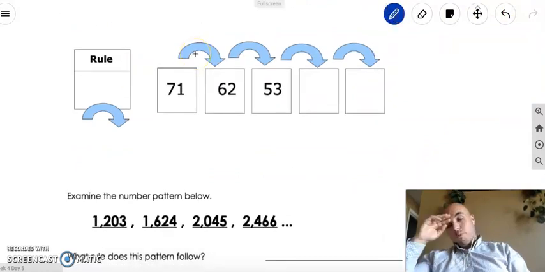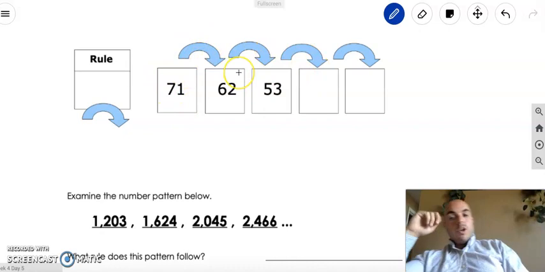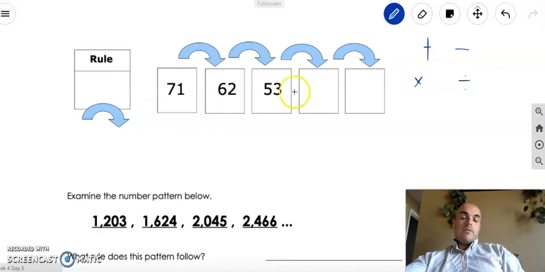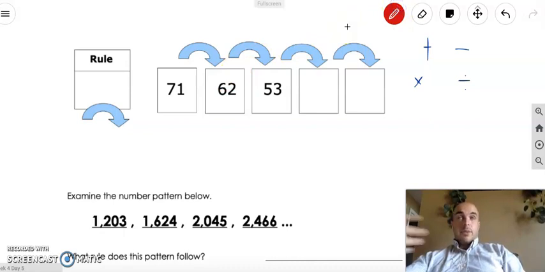Okay, so here's where things get a little tricky: we don't know the rule here, so we have to figure out what happens between these numbers. We're going from 71 to 62. I'm going to immediately do something here that I think is helpful for myself. I'm going to have addition, subtraction, multiplication, and division written here on the side. These are the 4 possible operations for this type of rule and this type of pattern. I'm going to cross off the ones that seem unlikely so I can start guessing and checking the other ones that seem more likely.